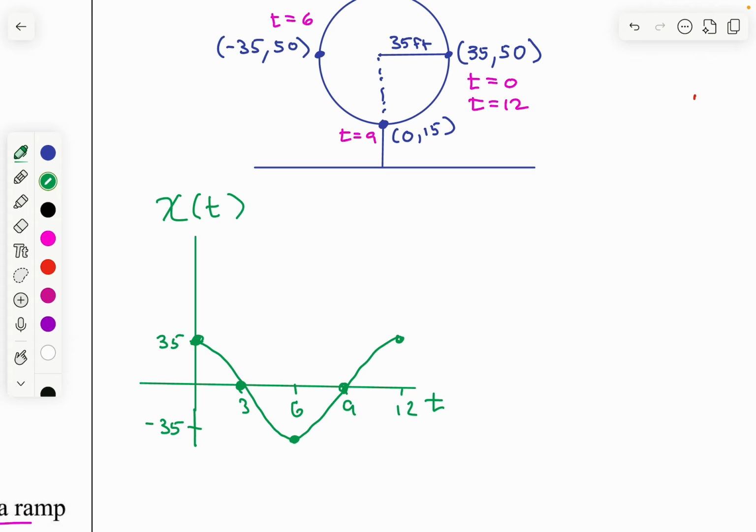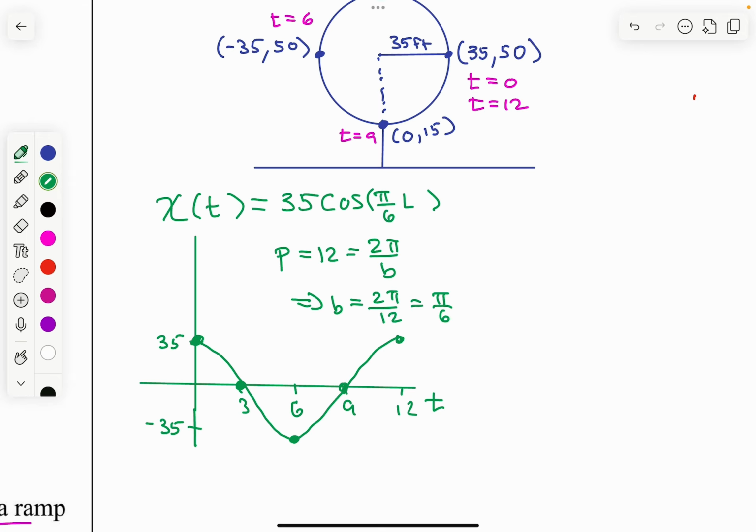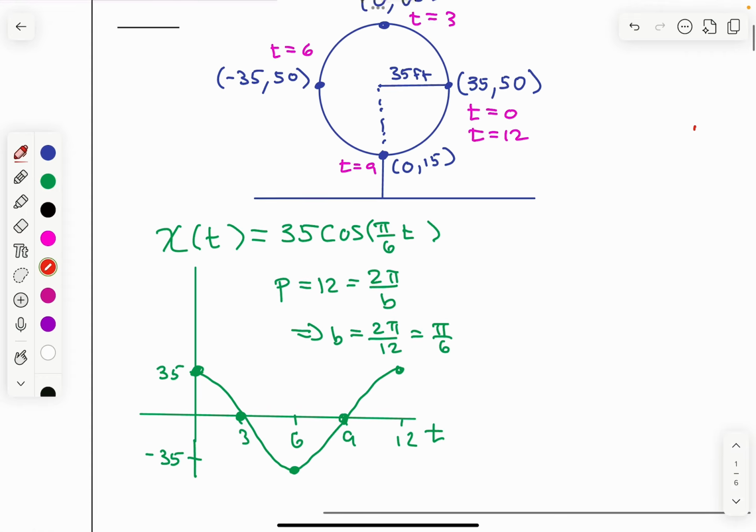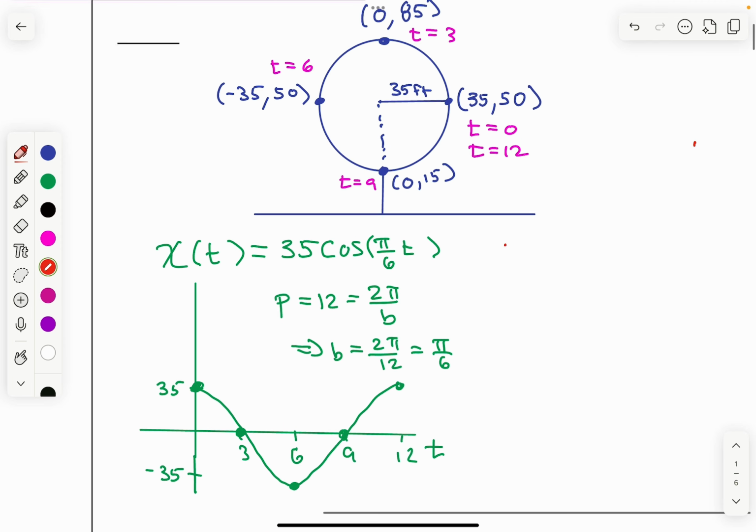Okay, and so that looks like a cosine graph with an amplitude of 35. There's no vertical shift and there's no horizontal shift, so I don't need to add anything to the end. I just need the period, and the period is 12, which means my b value, which is 2 pi over b, means that b is 2 pi over 12, or pi over 6. So pi over 6 t. So there's his x coordinate at any time, and we'll plug 5 into that to answer our question. But first, let's do the y as well.